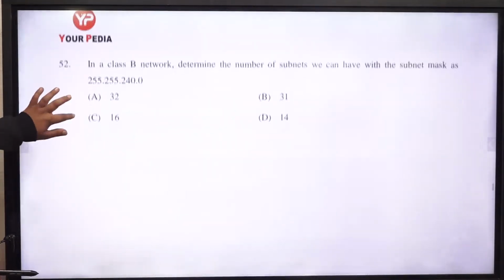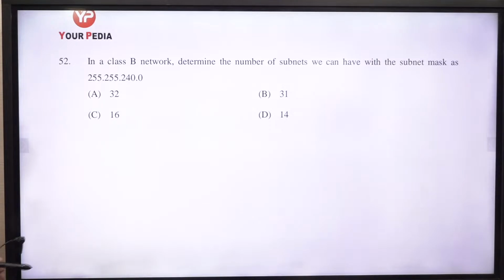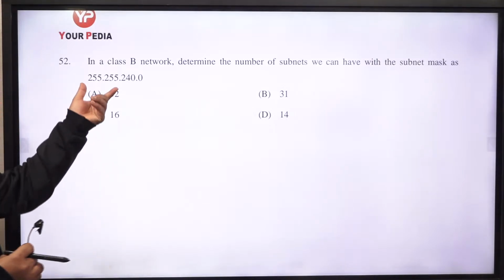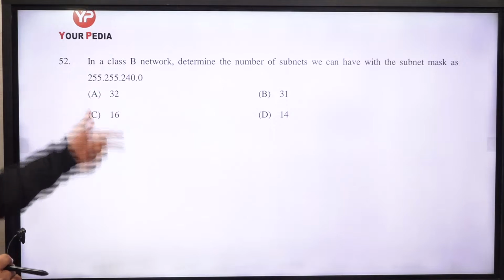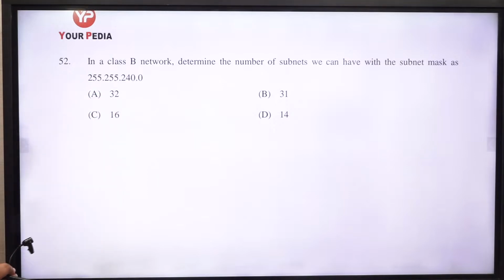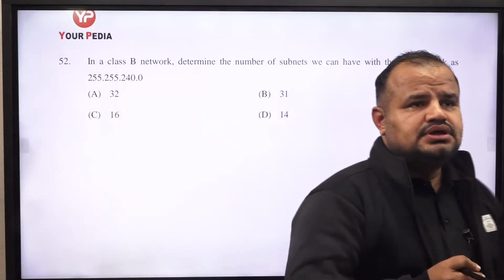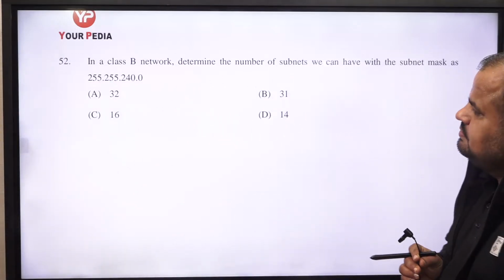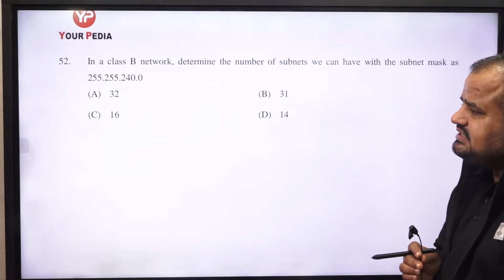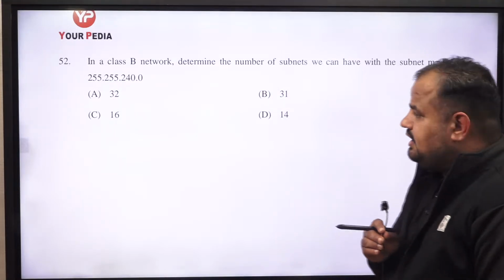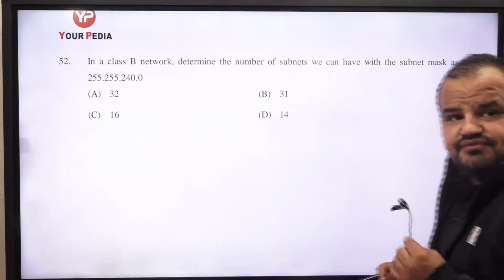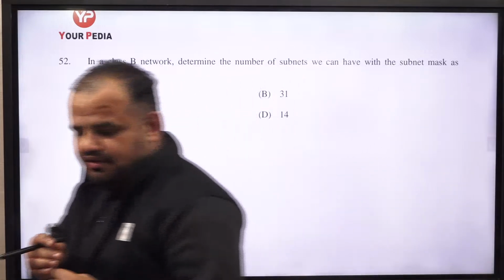Next. Now tell me, in class B network, determine the number of subnet we can have with the subnet masks. In the class B, subnet mask is given. You have to find out the total number of subnet. Yes, my dear students, tell me the right answer. What you have to do? Do it fast. Just convert 240 into binary. D is the right answer. Very good. Very quick.